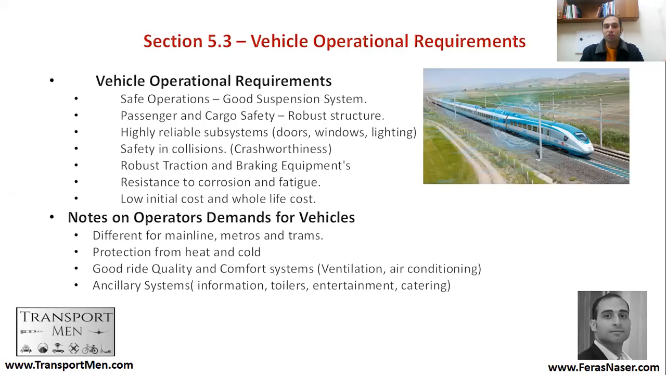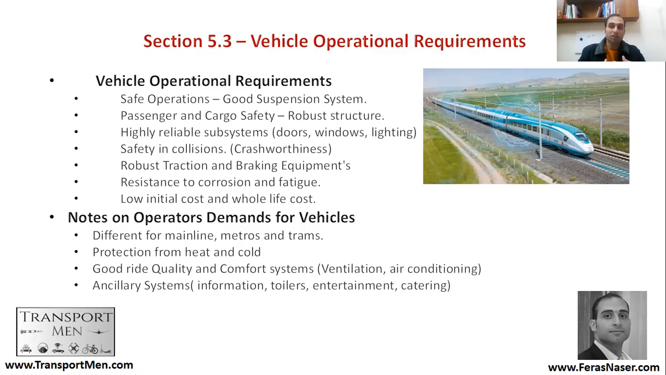It should have a good suspension system, and for example, it should deliver passengers and cargo safely with a robust structure. So that's another basic operation requirement that many vehicles should have: highly reliable subsystems, the doors, the windows, the motors, the pantograph, and more. Safety in collisions. This is crashworthiness, and in not every country there is a crashworthiness requirement, but recently this is becoming the trend, that vehicles should be tested for crashworthiness.